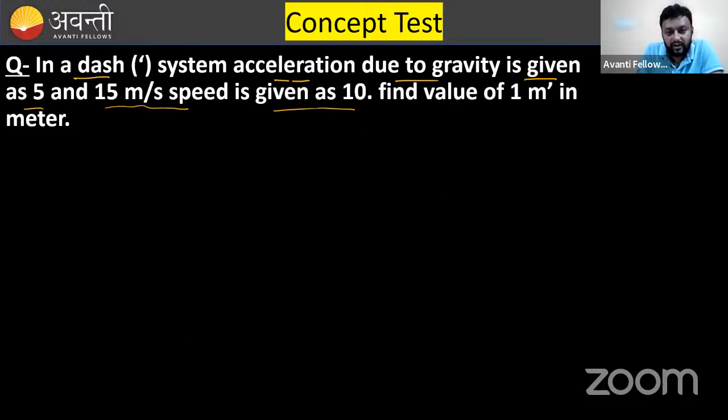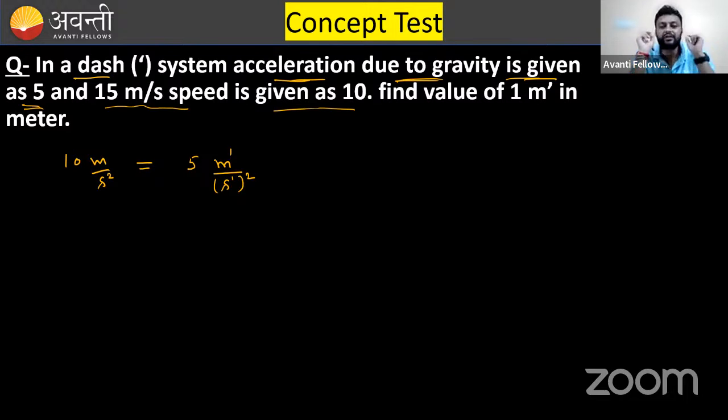what is given? Acceleration due to gravity is given as 5. Now, what is acceleration due to gravity? We know that acceleration due to gravity is 10 meter per second square in our SI system. But in the dash system, it is given as 5. Dash system means that in place of meter, you can use meter dash, and in place of second, you can use second dash, which is squared.